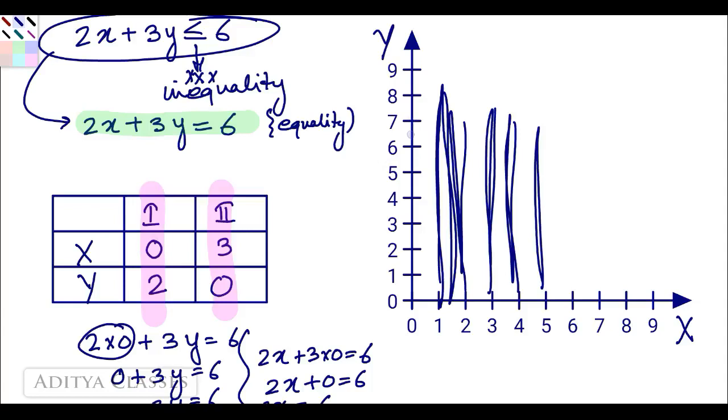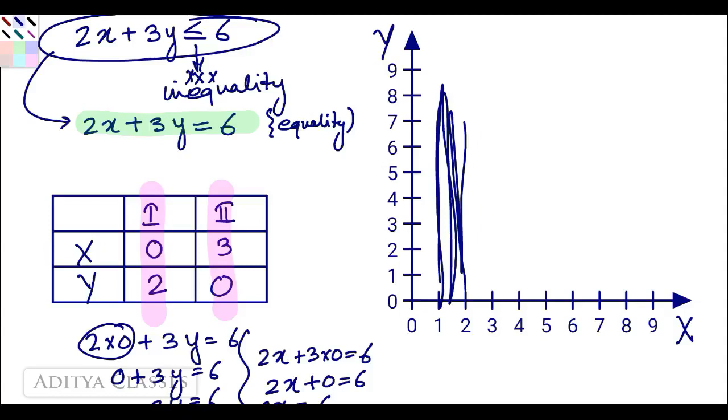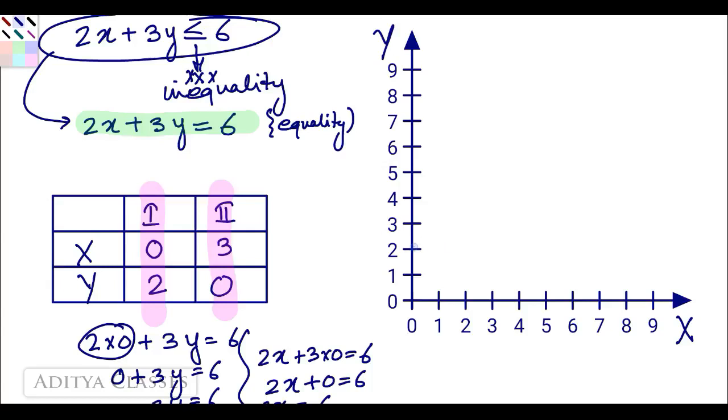Where is x is equal to 0? It is here. So I need some place where x is 0. X is 0 on all these, and y should be 2. So this is my point. What is this? X is 0 and y is 2.